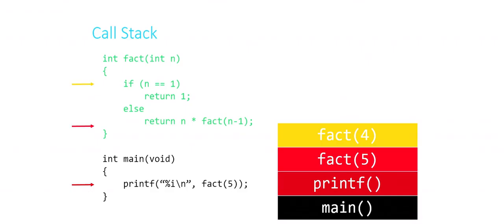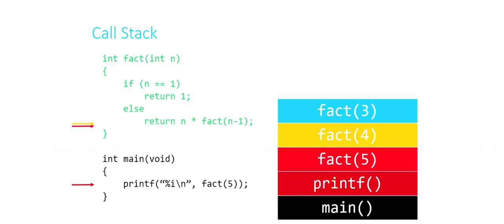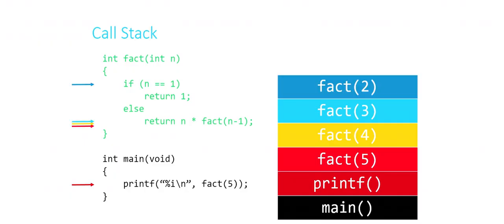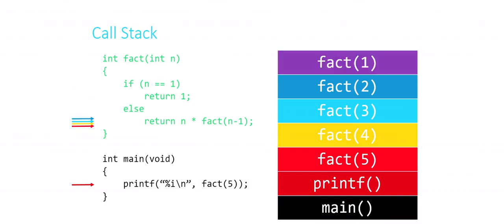Is 4 equal to 1? No. So instead, it's going to return n times, in this case 4 times, factorial of 3, another function call. So the factorial 4 frame goes on pause. Factorial of 3's frame becomes the new active frame. And we repeat this process again for factorial of 3, for factorial of 2, and then we get to factorial of 1.